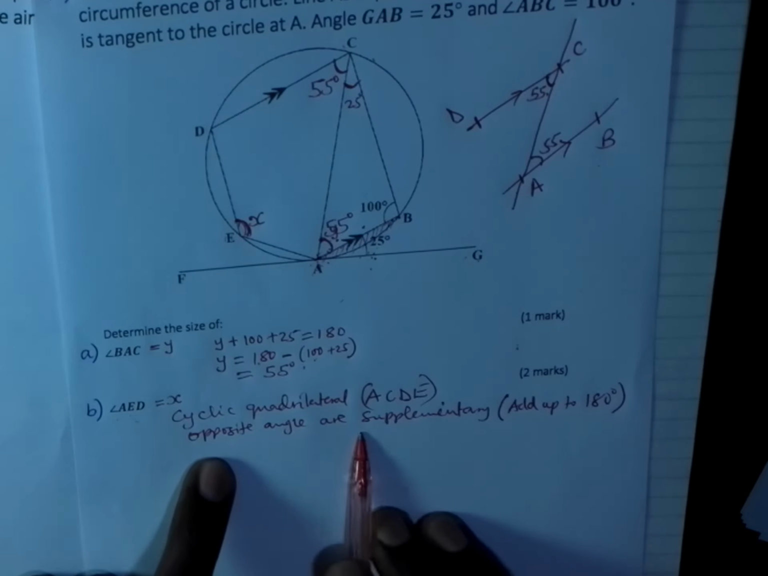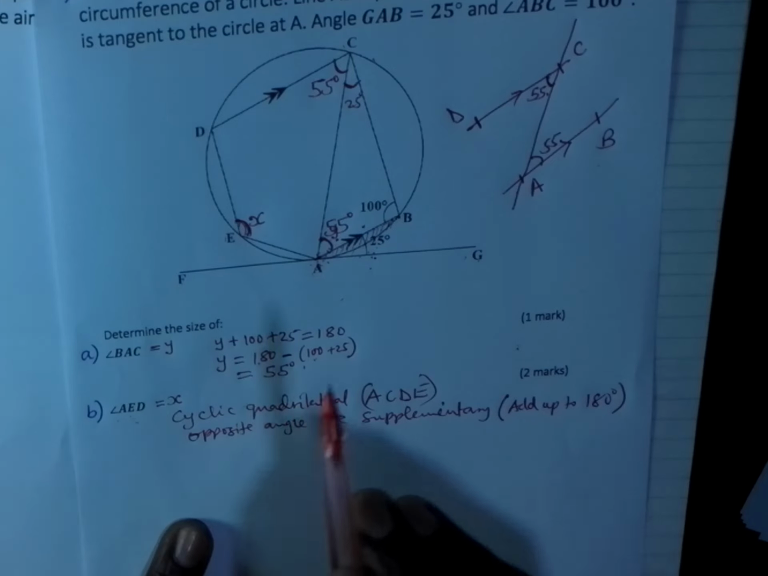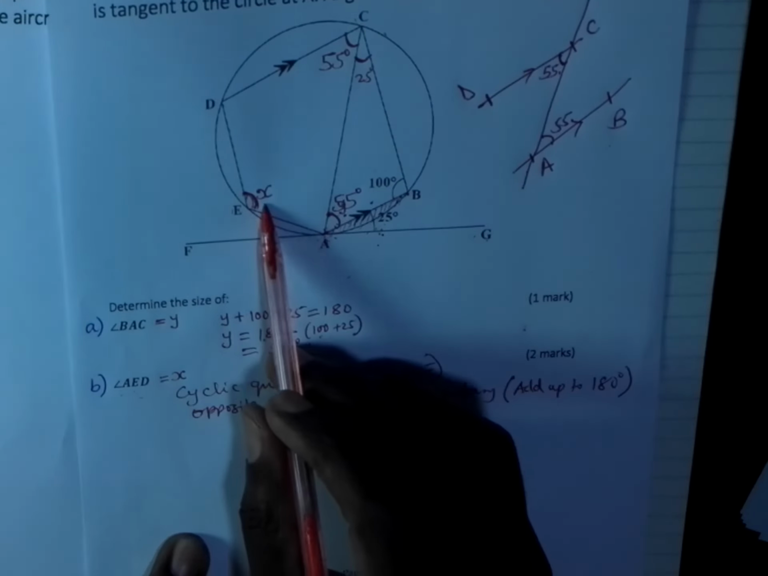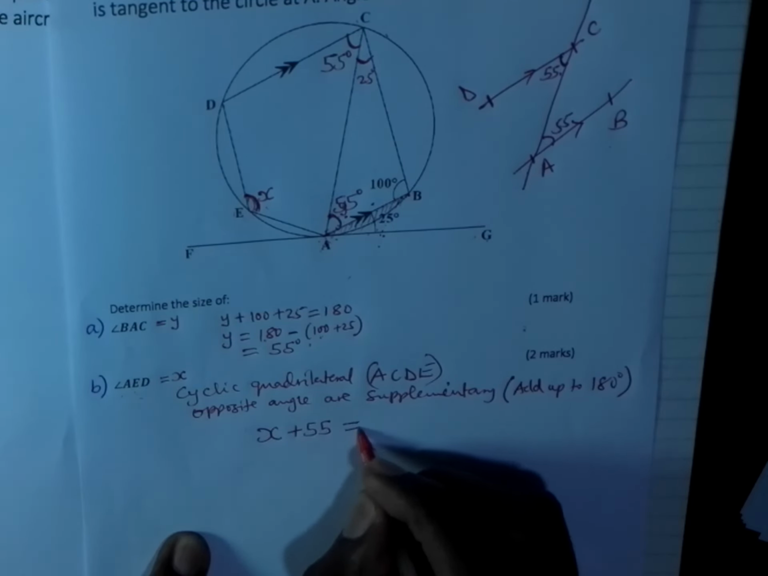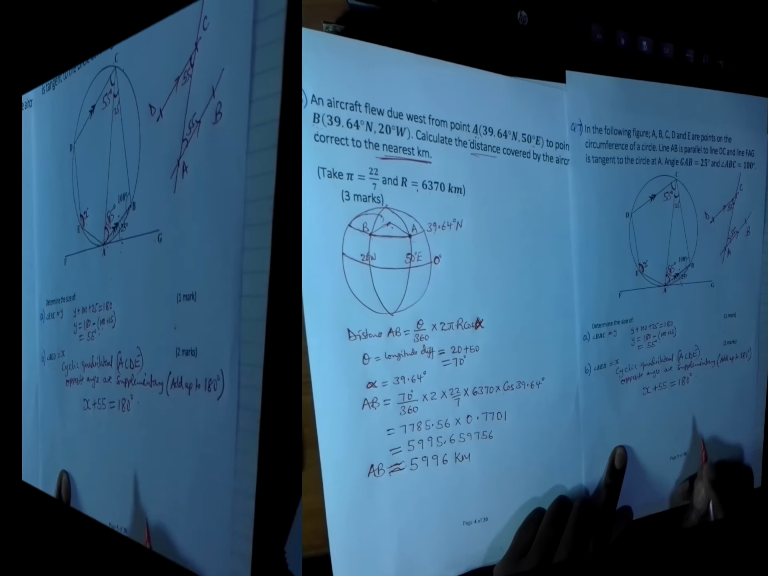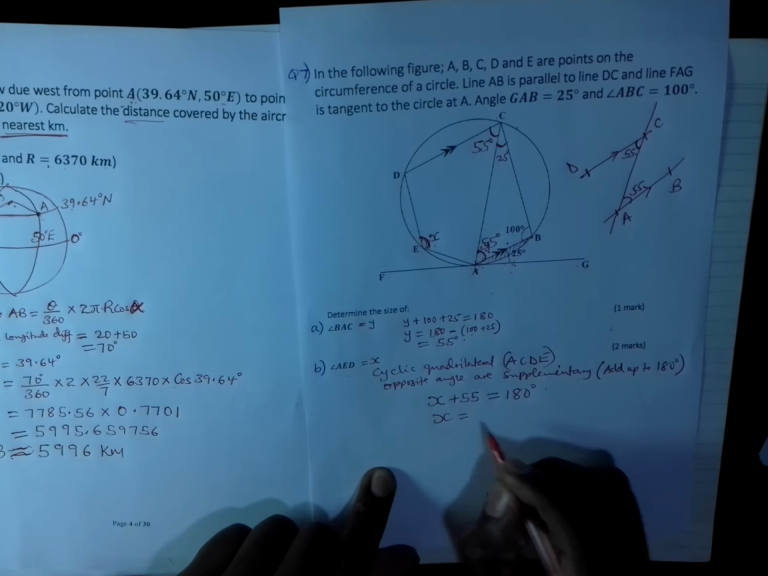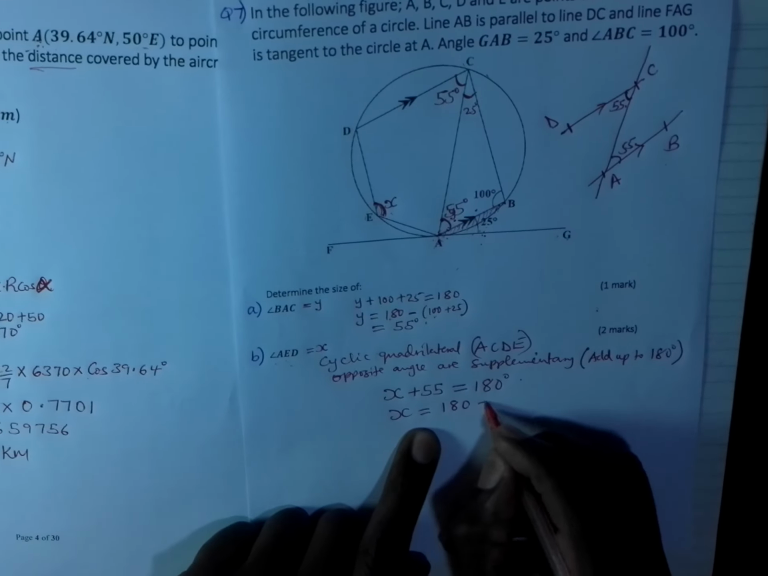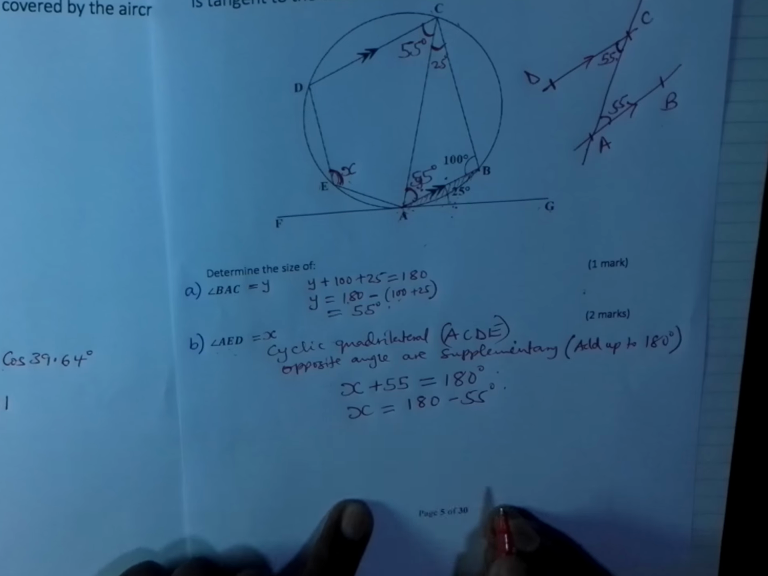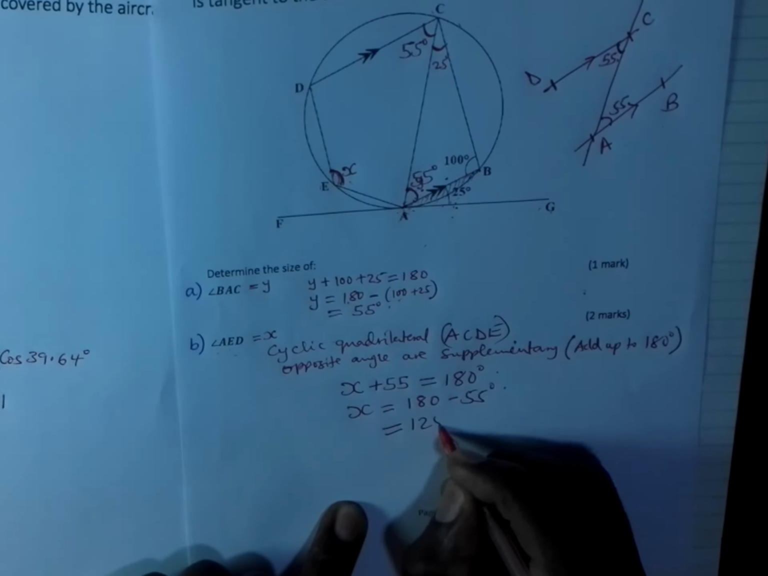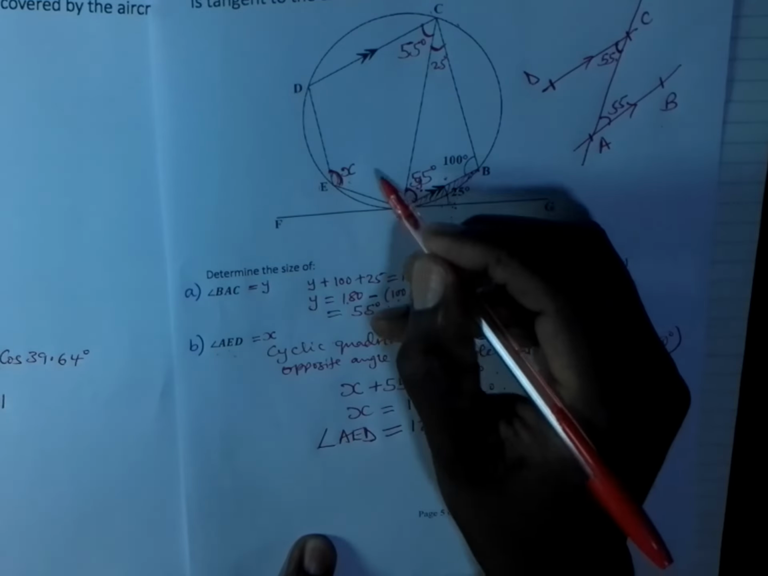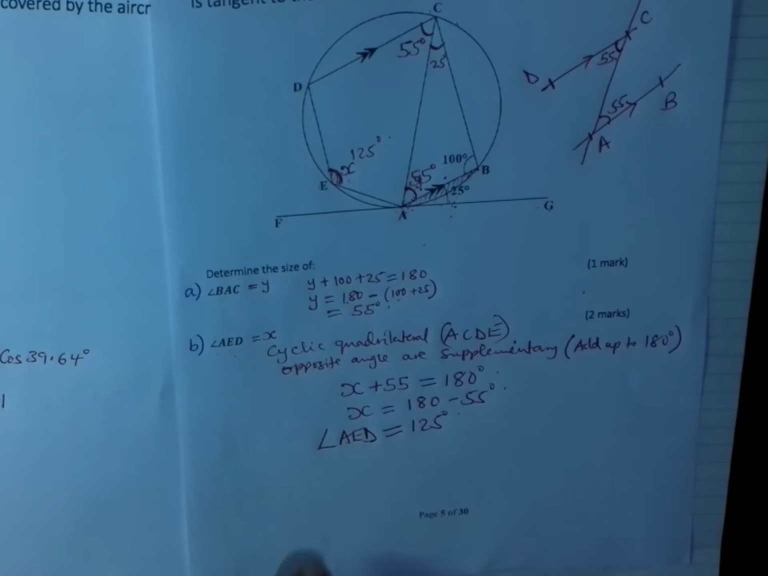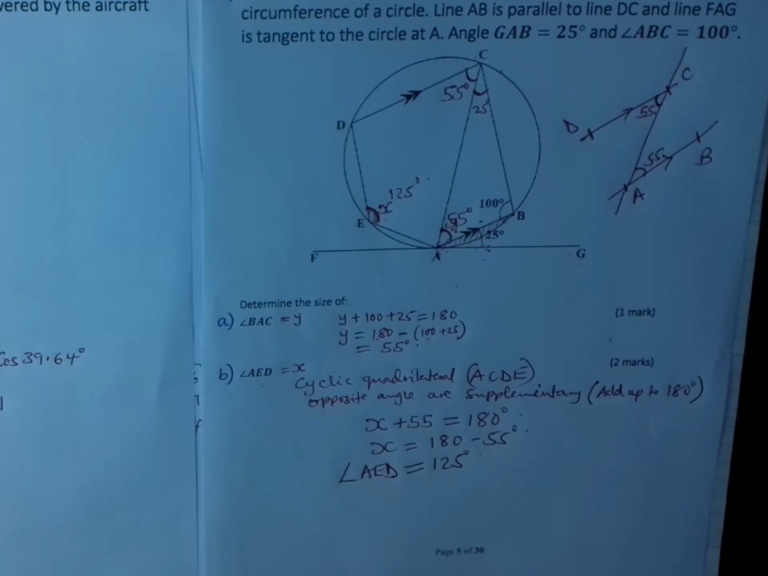And we have said the opposite angles of a cyclic quadrilateral are supplementary. Therefore, X plus 55 will add up to 180 degrees. So X will be equal to 180 minus 55 degrees. And therefore, we end up getting 125 degrees. Therefore, angle AED is 125 degrees. So we are going to proceed to our next question.